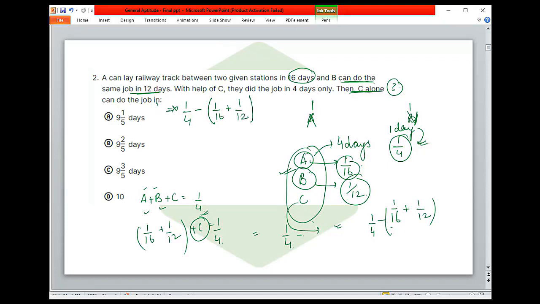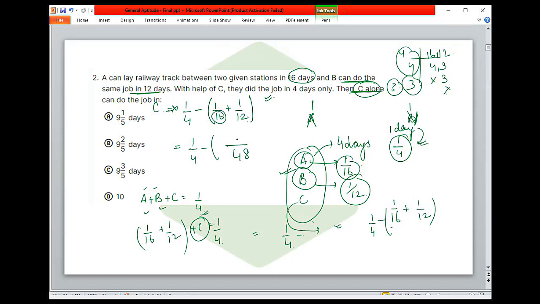Are you understanding this particular thing? Did you understand this equation? It's very simple. All three together 1 by 4, A and B individually 1 by 16 and 1 by 12. So if I subtract from 1 by 4, the total work done by all three of them together, the work of the two people, I'll get the answer for C alone, right? So 1 upon 4 minus 1 upon 16 and 1 upon 12, if you solve it out, 16 into 3, 48.